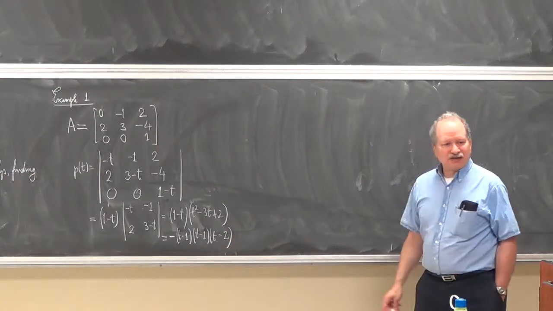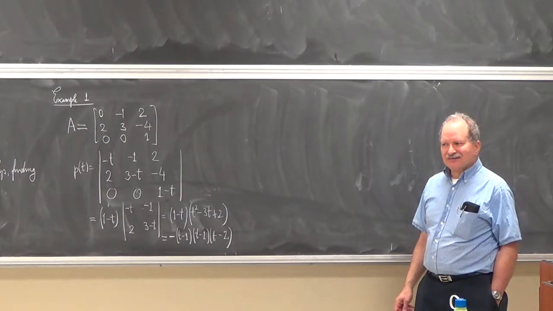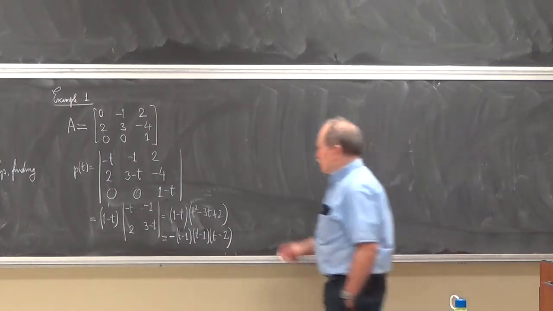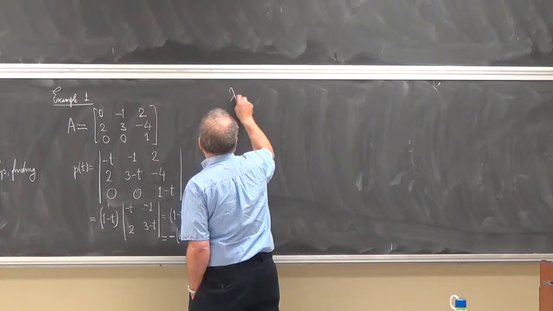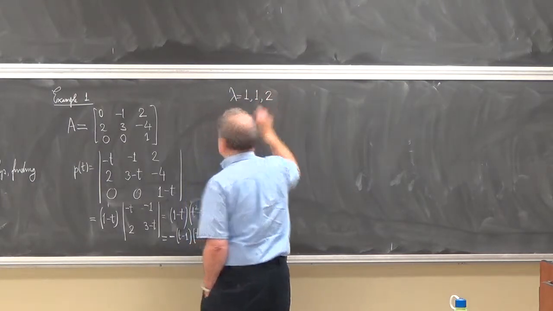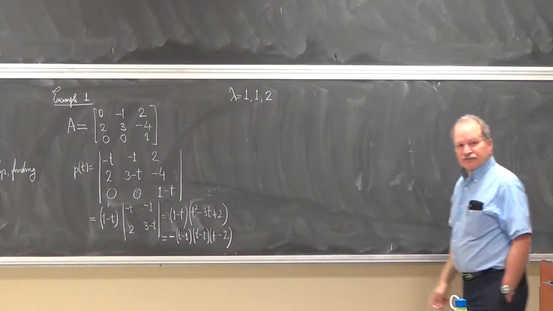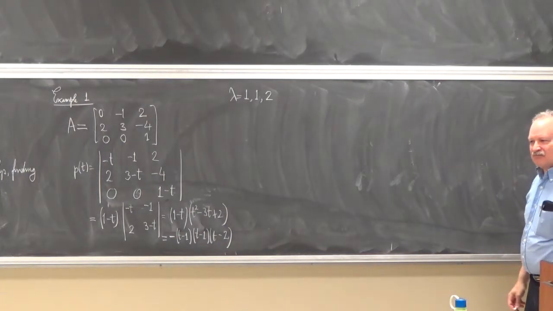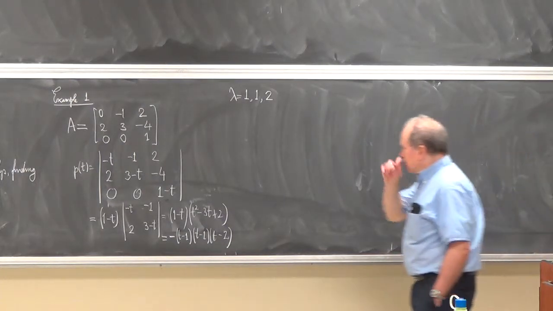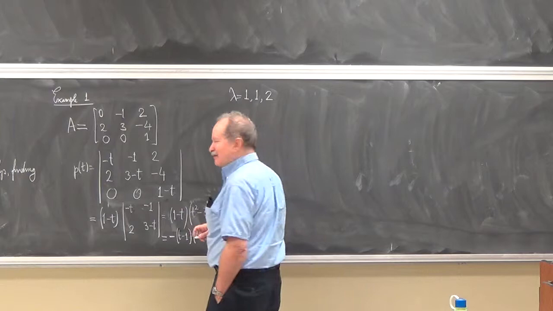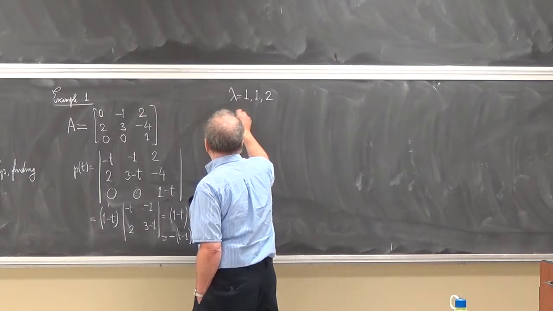So what are the eigenvalues? 1 and 2. So the eigenvalues are 1 appearing twice in the list and 2. Okay. Undaunted, we proceed. So let's look at the eigenspace for 2 first.